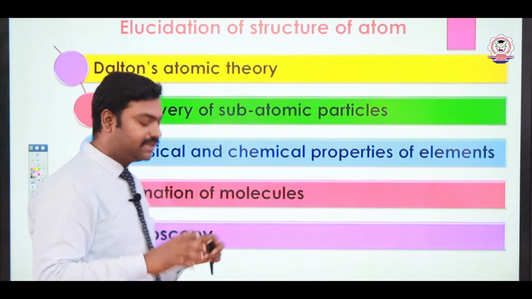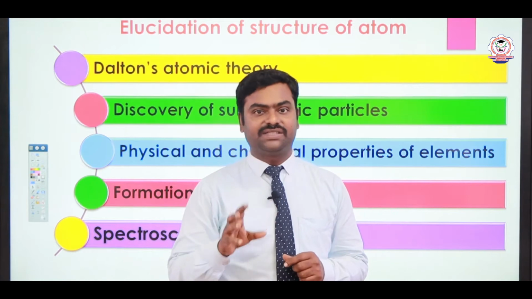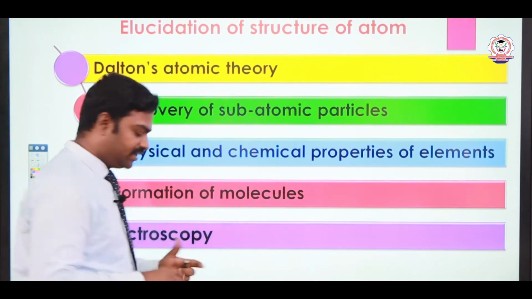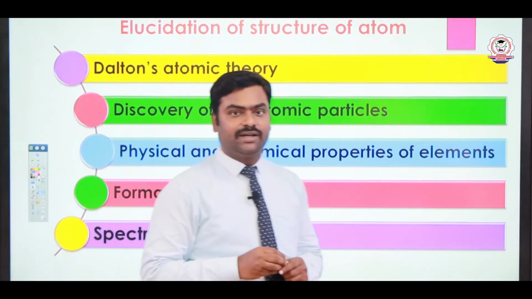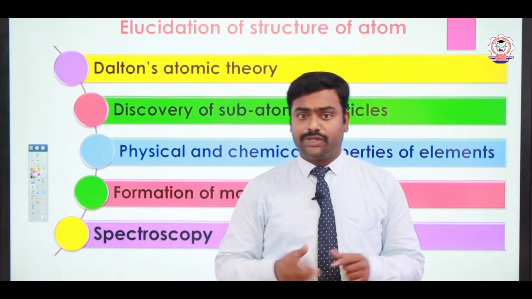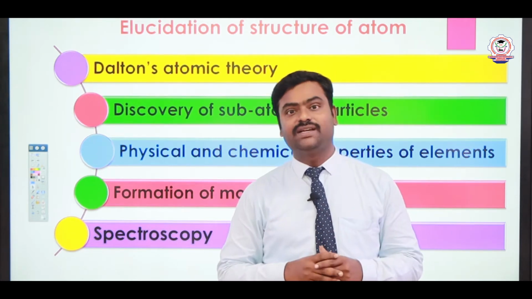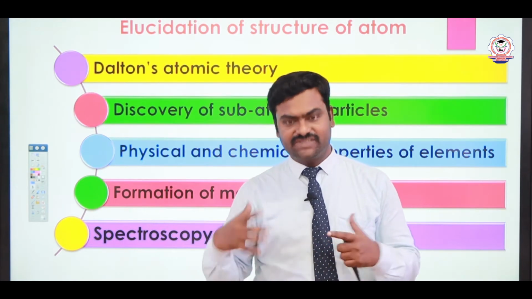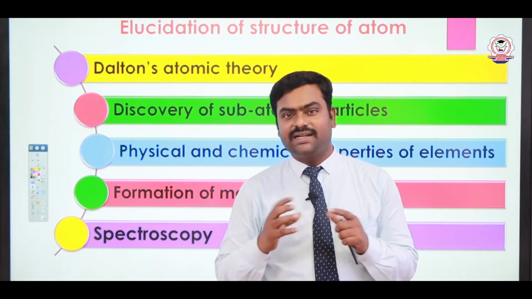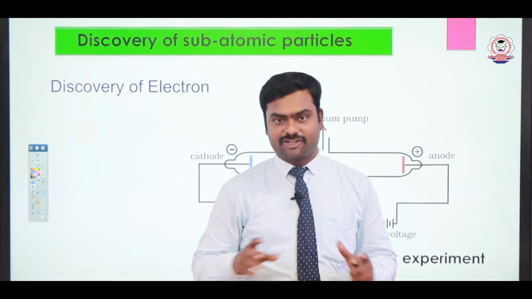And then they described the physical and chemical properties of elements and how they make molecules. Then spectroscopy, it is a very basic need for a chemist. Using spectroscopy only, we identify how the atoms are arranged as well as how the molecules are formed. So in this video, we are going to understand the structure of an atom. First, the discovery of electron.